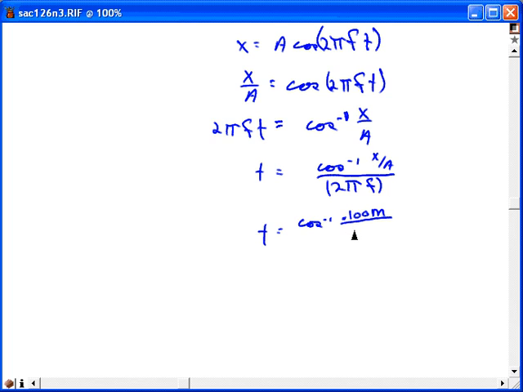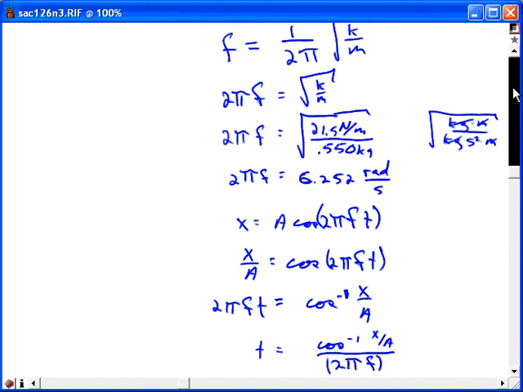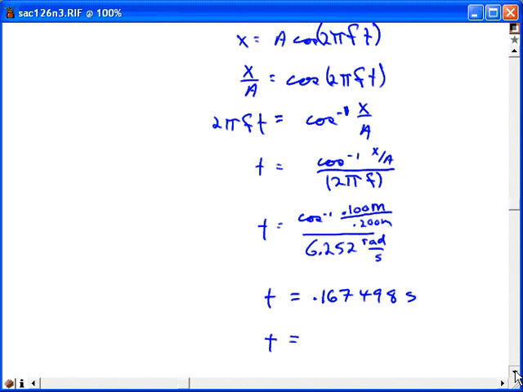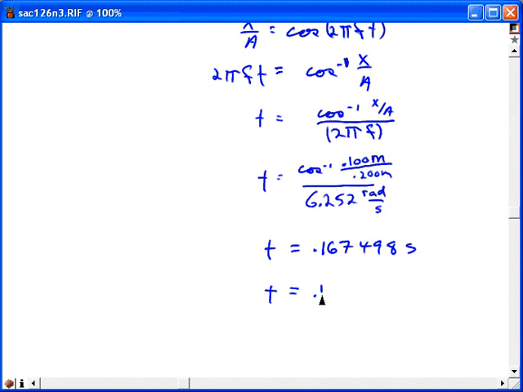And then the A was 0.200 meters. And 2 pi f we just found to be 6.252 radians per second. So what do we get when we evaluate that? T turns out to be 0.167498 seconds according to my calculator. And the values are given to 3 sig figs, so we'll round this to 3 sig figs, which is 0.167 seconds.